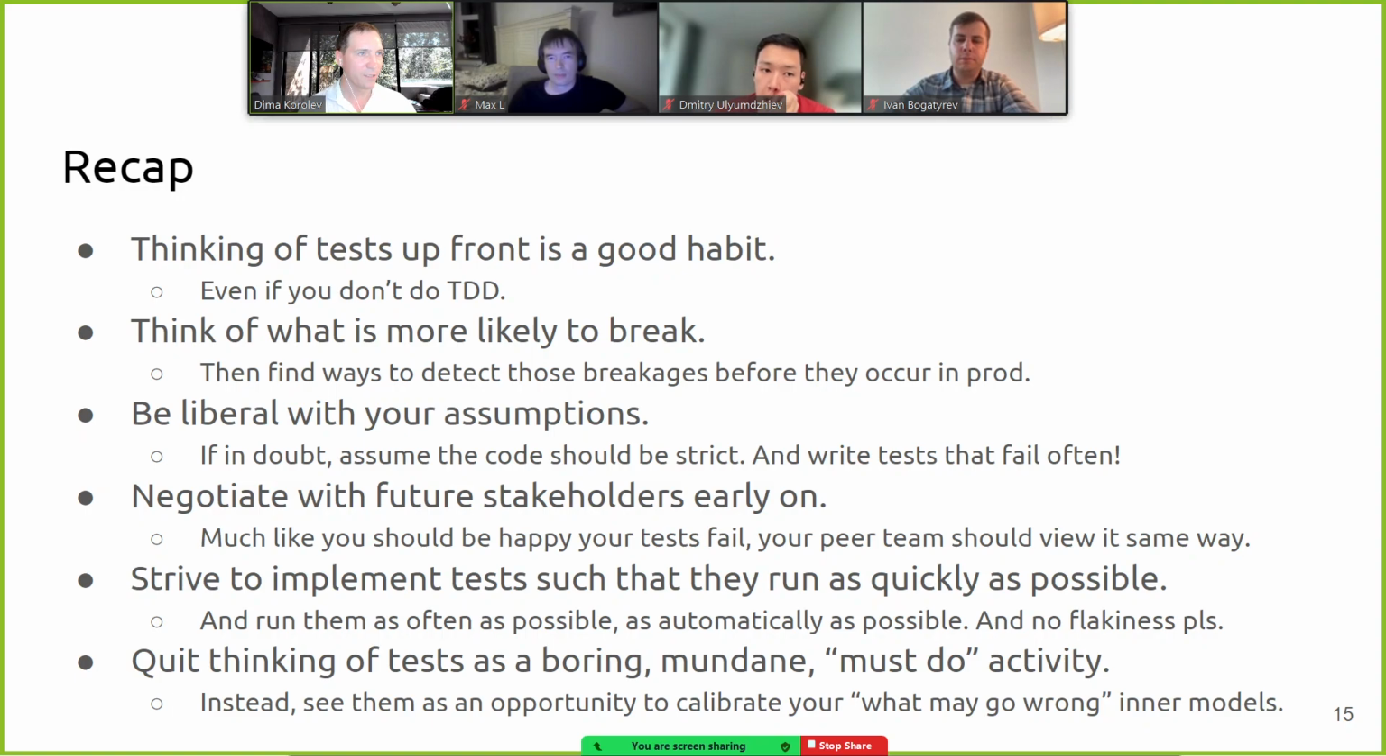The next piece of recap is do think of what is more likely to break. I cannot stress this enough. Don't just write tests for the sake of writing tests. That's called documentation. If you want to test your code, try to test it in a way that eventually breaks.